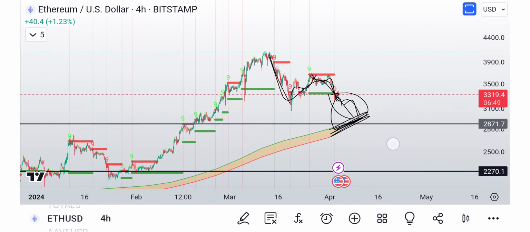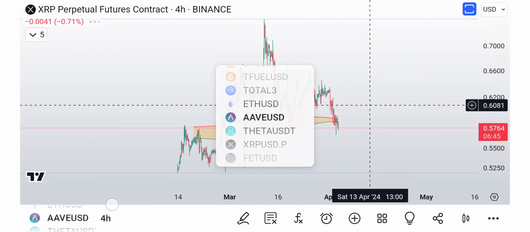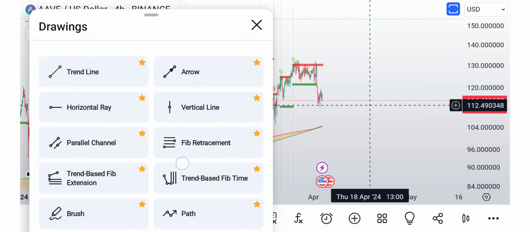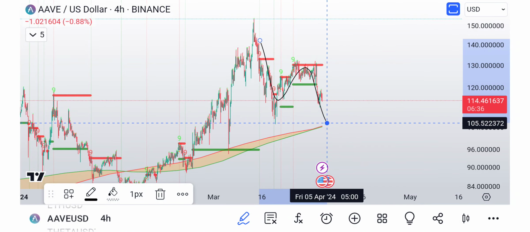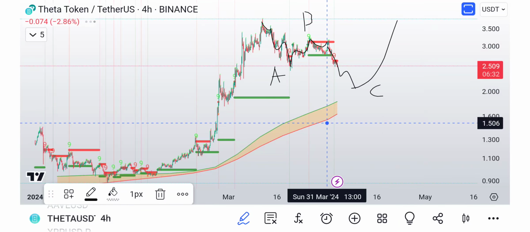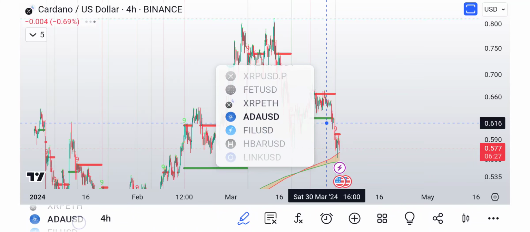And Ethereum is the king altcoin, so once Ethereum starts to balance out, right? Same thing with Aave. A lot of these coins, A, B, C. Now, I'm going to do a rapid fire video this week. I'm not going to do it today. I just wanted to come out and show some of the bearish ideas.